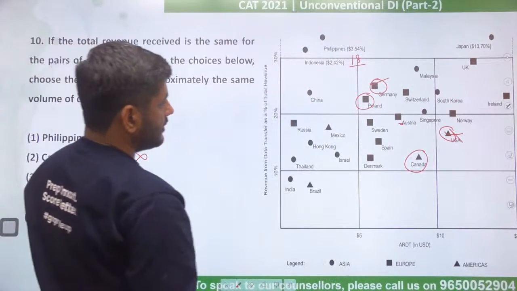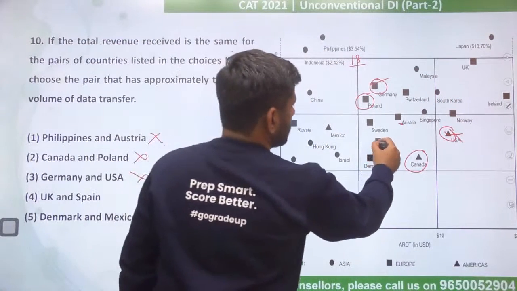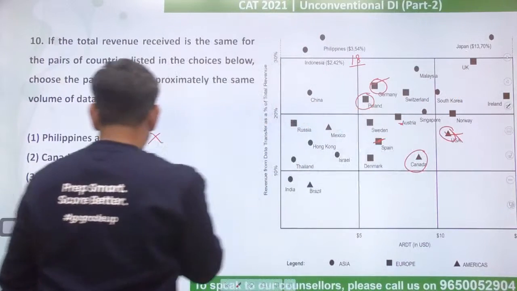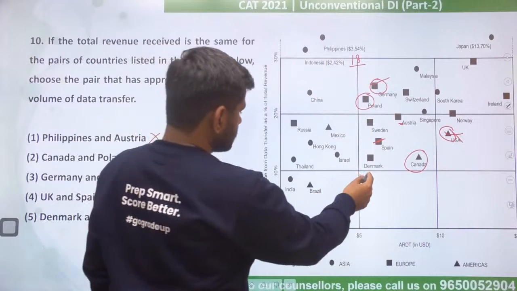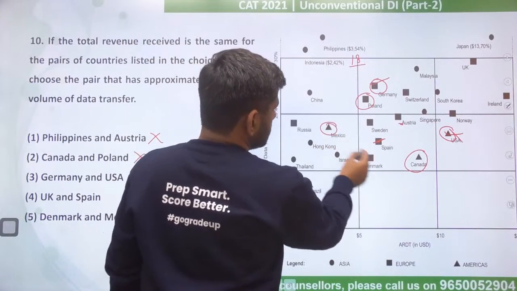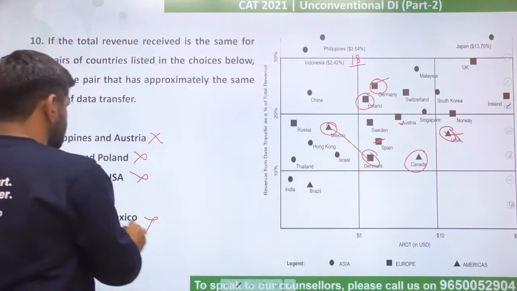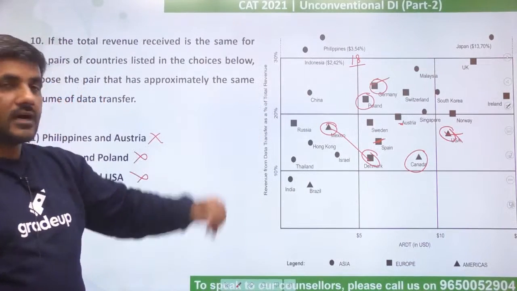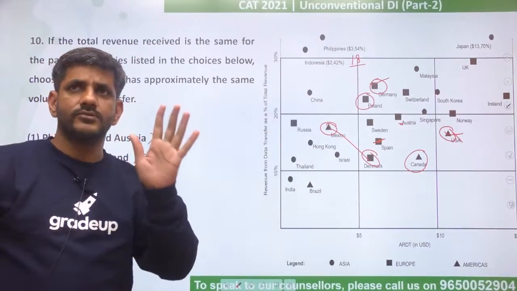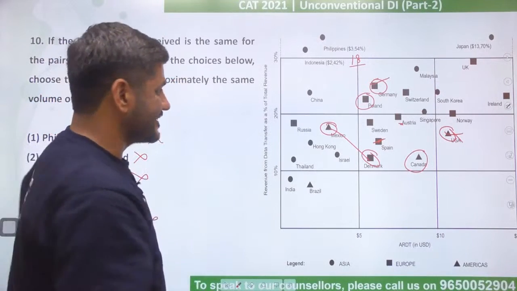UK and Spain. So ये रहा Spain और ये रहा UK. This can be the answer. Denmark and Mexico. Denmark and Mexico. This also can. Obviously this is the answer. I'll tell you the reason why. Just by looking at the graph again you have answered. This is the last thing we are doing today. After that सो जाइएगा जाके.